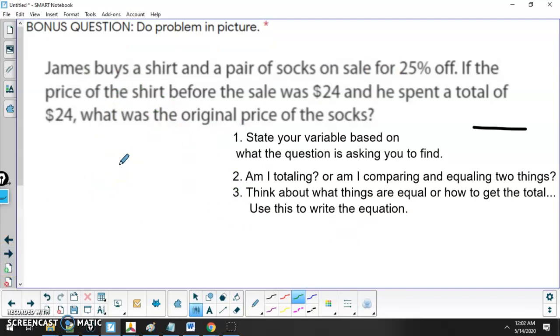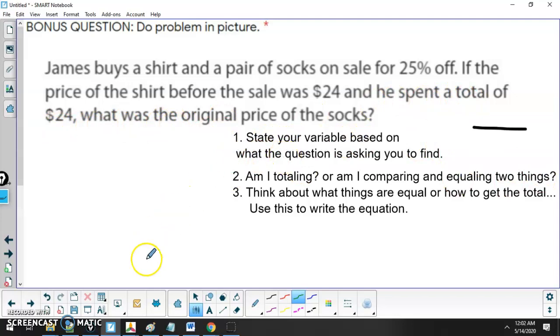All right, and let's go over the bonus here. And if you get the bonus right, that will help your grade even more. I'll give you a second chance at doing this one, at least to set it up for you guys. Okay, James buys a shirt and a pair of socks on sale for 25% off. The price of the shirt before the sale was $24. He spent a total of $24. What was the original price of the socks?